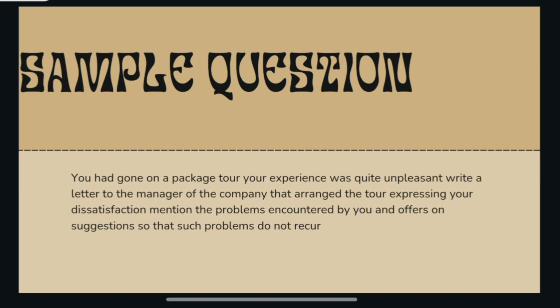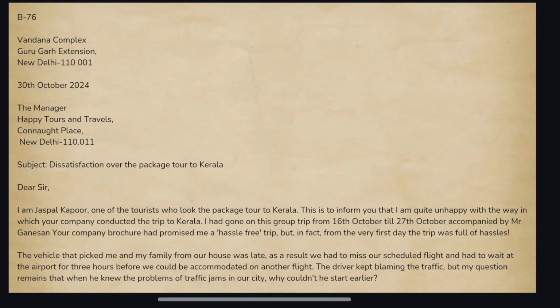First is the sender's address, then leave one line, date, leave one line, receiver's address, leave one line, subject: dissatisfaction over the package tour to Kerala. Subject means you need to write 4 to 5 words expressing the main topic, the main aim of the letter. Then leave one line, then will be salutation. Then no need to leave one line and you can start with the letter.